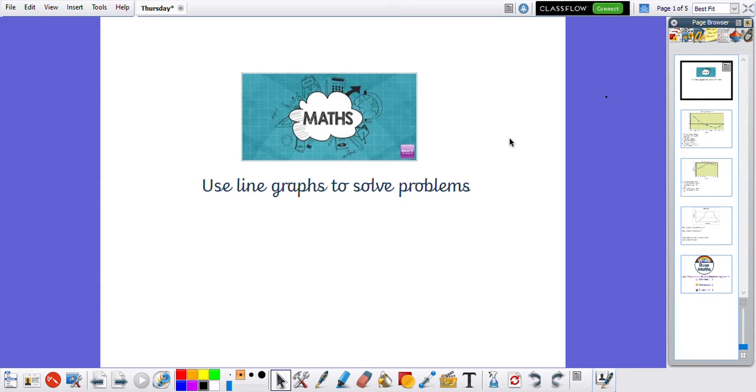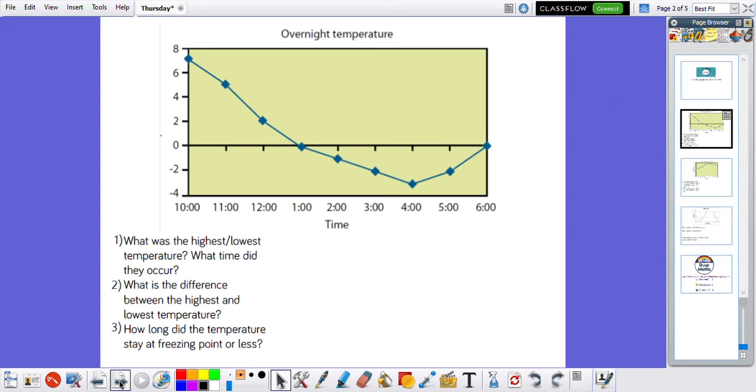Good morning, Year 5. Today we're going to be continuing to use line graphs, and today we're going to use them to solve problems. So let's have a look at our first graph.